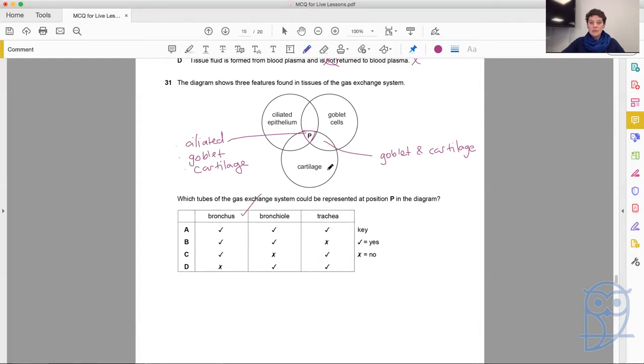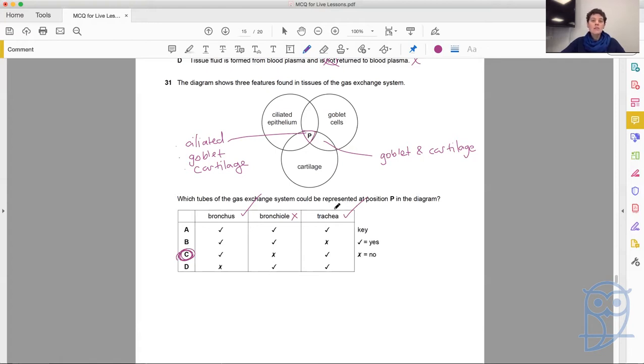Bronchiole doesn't, because a bronchiole is missing quite a lot of this. A trachea definitely has all of them. And then we look for the matching row, and there it is at C. Bronchus, yes. Bronchiole, no. Trachea, yes.